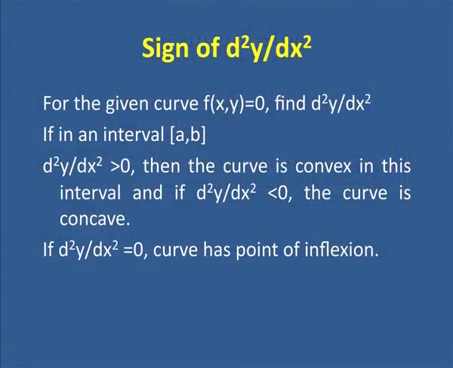Similarly, we will check the sign of d2y by dx square. For the given curve f x y is equal to 0, find d2y over dx square. If in the interval a b d2y by dx square is positive, then the curve is convex in this interval, and if d2y over dx square is less than 0, the curve is concave in the interval. If d2y over dx square is equal to 0, the curve has a point of inflection at the point.